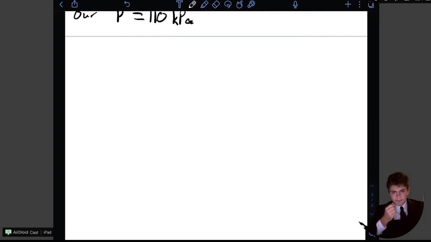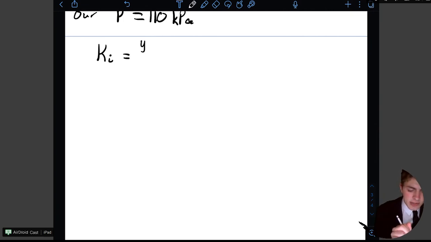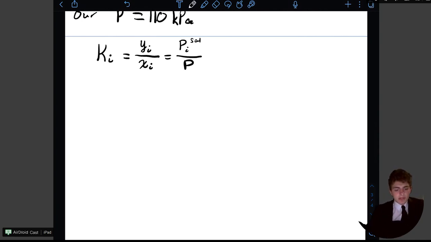So we have defined an equilibrium constant as K in the past in chemistry class, and from Raoult's law we would say that it's equal to the vapor mole fraction over the liquid mole fraction. Or in other words, it's equal to the saturation vapor pressure over the pressure of the system. So we can go ahead and calculate that for our three components here.